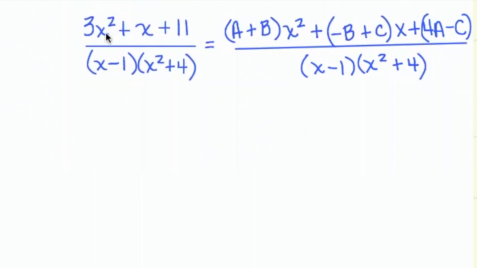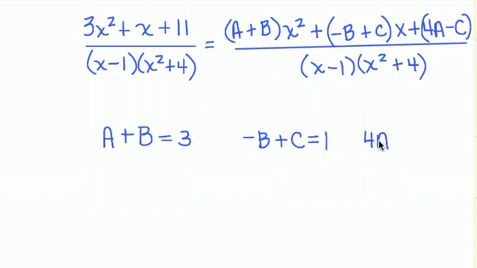So in front of the x squared is a 3, and on the right that's a plus b. So that's my first equation. A plus b will have to equal 3. My coefficient on my x is negative b plus c. My coefficient of my x on the left is 1. So I'll have negative b plus c has to be 1. And my constant of 4a minus c has to equal the constant on the left, which is 11.